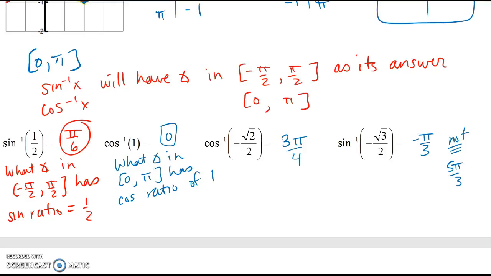Okay, for our next problem, where does cosine have a -√2/2 ratio? Again, we know that cosine has to be in our 0 to pi window, therefore this has to be the answer in quadrant 2, which should be 3 pi 4ths.